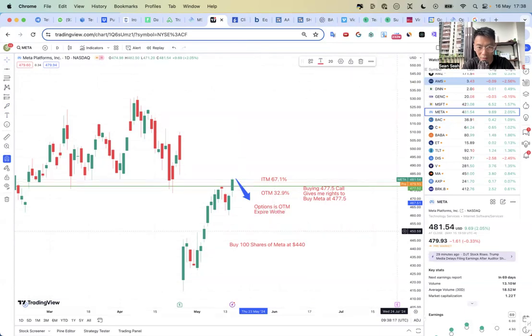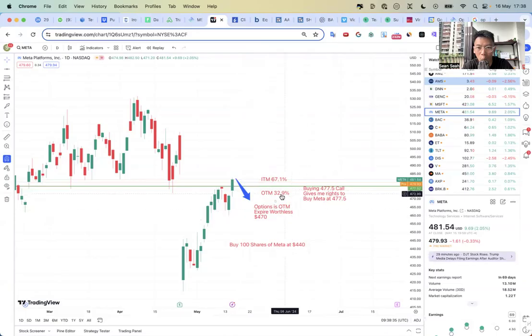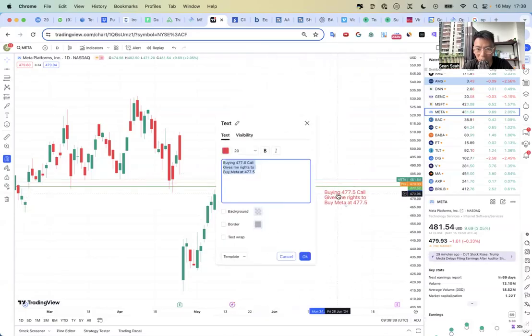The reason being, let's say the share price is now 470. If it's 470, it is below 477.5. When we sell an option, in this case a 477.5 call, it gives us the obligation.